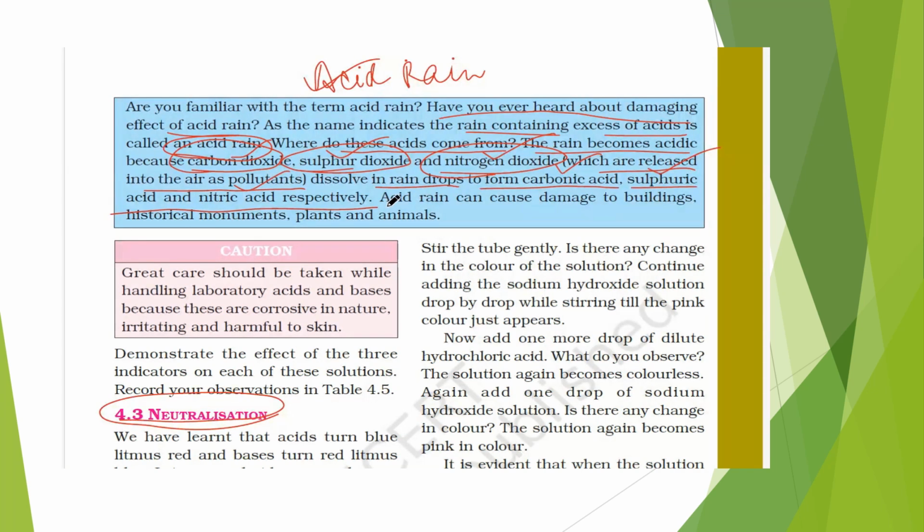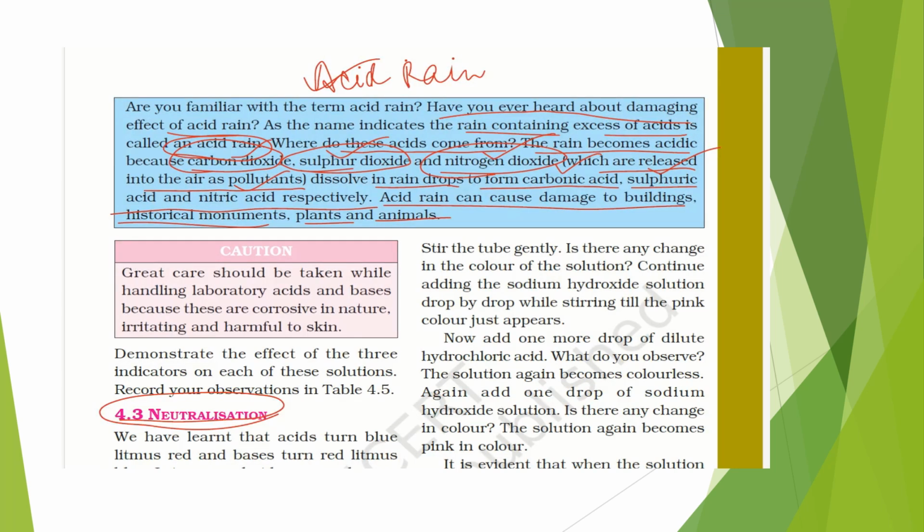Acid rain causes damage to buildings, historical monuments, plants as well as animals, because it has that acidic property to burn and to discolor certain substances. So they cause damage to buildings, historical monuments, plants as well as animals.